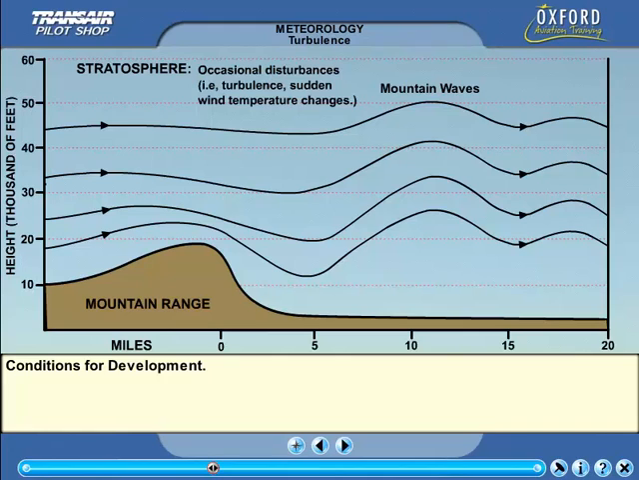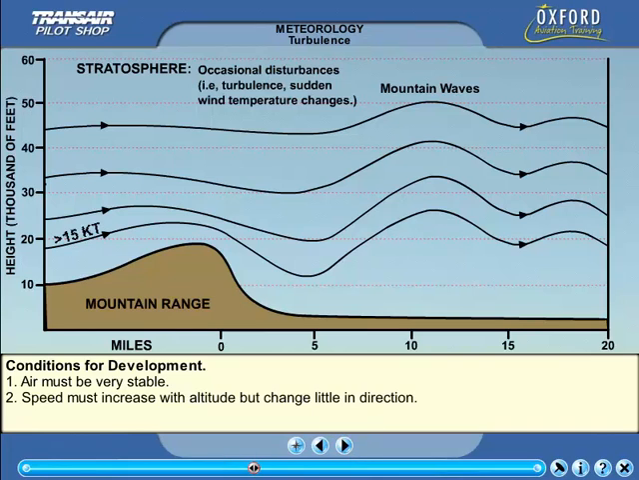To create the oscillations, certain conditions must prevail in the atmosphere. Firstly, the air must be very stable, otherwise the airflow when reaching the mountain would rise vertically and destroy the oscillation pattern. Another condition which must be met is that the wind speed at the level of the ridge must be greater than 15 knots and increase with altitude.